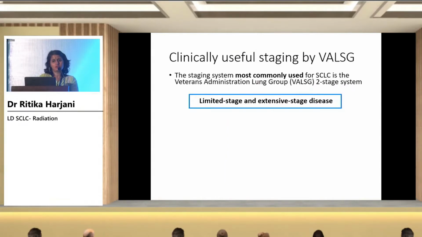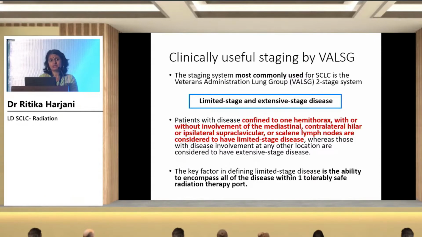But what we use in small cell, which is more clinically relevant, would be the Veterans Administration Lung Group staging, that is limited stage and extensive stage. I would be covering the limited stage today. These are patients with disease confined to one hemithorax, with or without involvement of the mediastinal nodes or contralateral hilar or supraclavicular nodes. Clinically, whatever we can encompass in one radiation field curatively at a go, we would call limited stage disease.